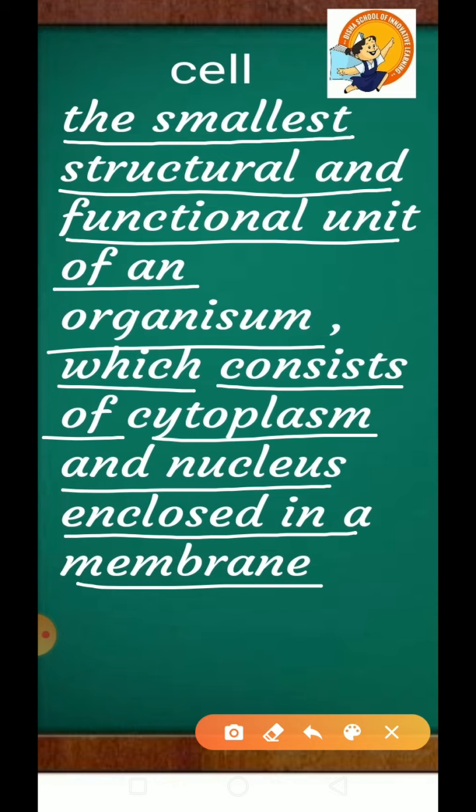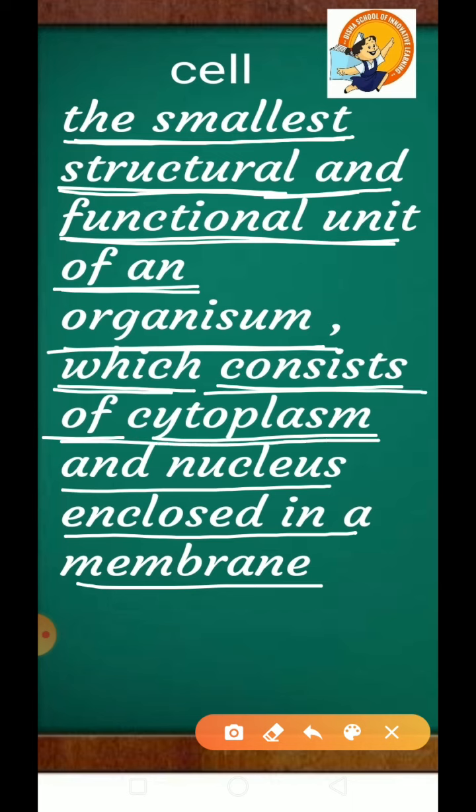The smallest structural and functional unit of an organism, which consists of cytoplasm. What does a cell consist of? सेल में क्या प्रेजेंट होता है? सेल में साइटोप्लाज्म is present and nucleus is present, and they are enclosed in a membrane. A protective membrane is there to protect this genetic material inside the cell.